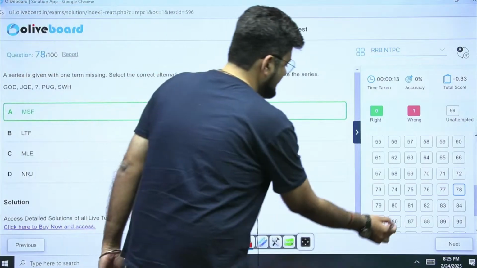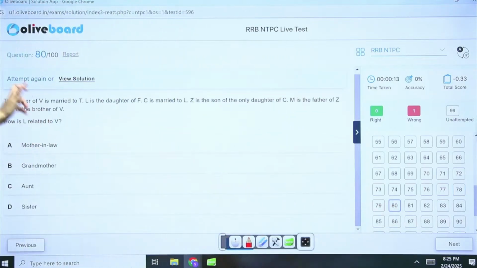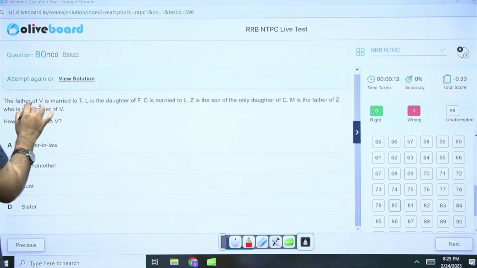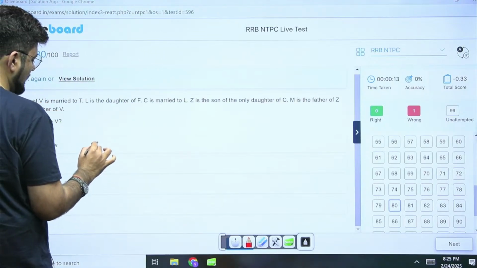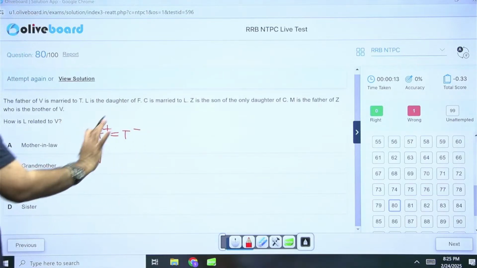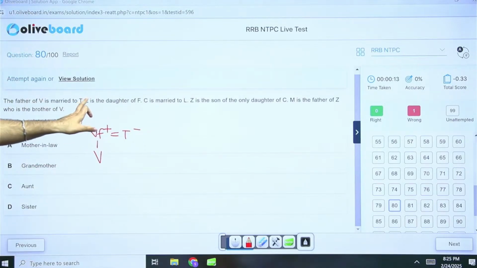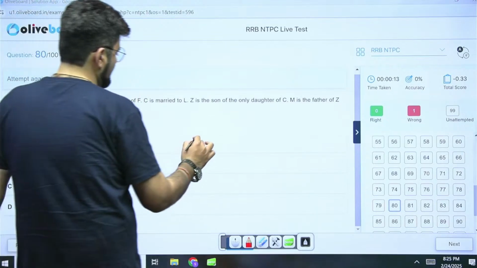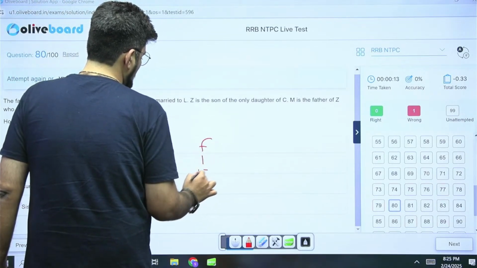80. Okay, this one is interesting. Now draw this tree at one end. Father of V, we don't know who he is, married to T. Okay, this is one side of the tree. Now we can't connect anything else because we don't know, so let's start drawing a separate tree here. L is the daughter of F.